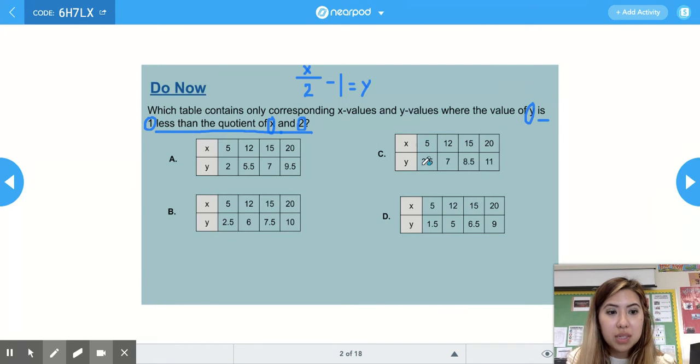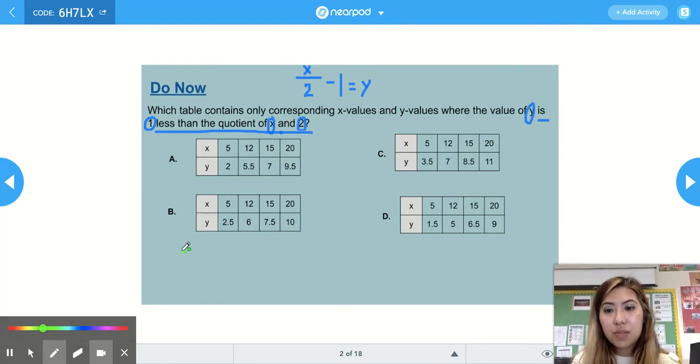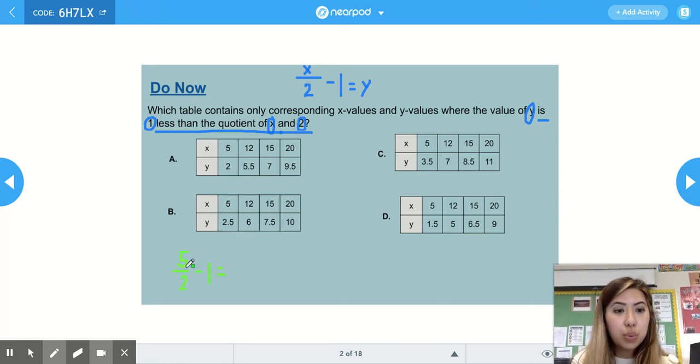Now what we have to do is plug in all of the x values from the table into this equation to see which one gives the correct y value. As you can see, all of the x values in the tables are the same. They're 5, 12, 15, and 20. So we're going to start with 5. If we did 5 divided by 2 minus 1, 5 divided by 2 is 2.5, and then if we subtract 1 from that, we get 1.5.